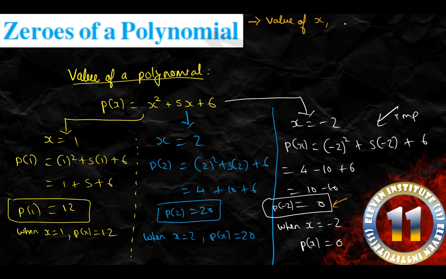zero of your polynomial. I will write over here: the value of x that makes the polynomial 0 is called zero of the polynomial.